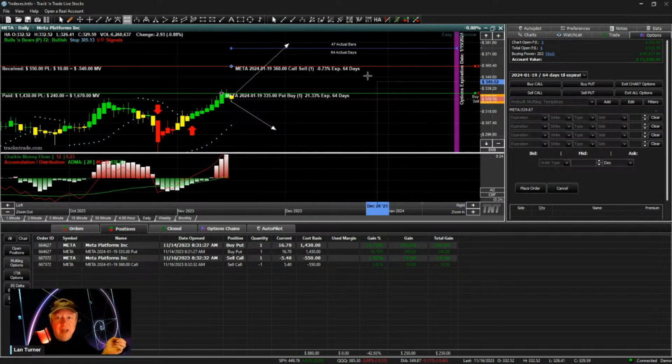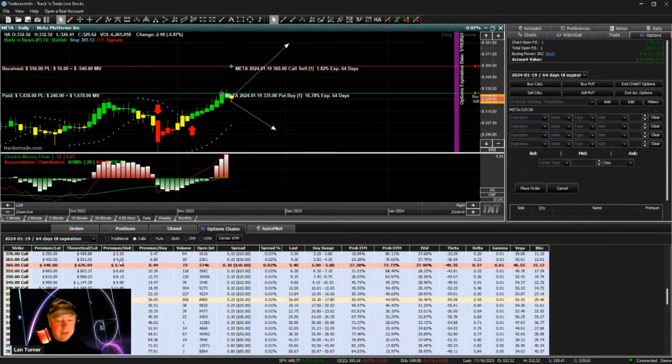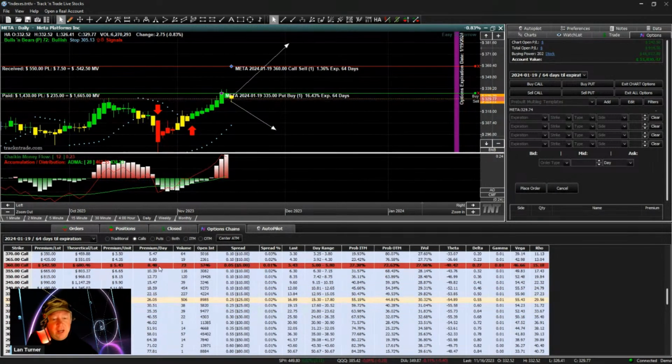We got 64 days until expiration. Every day they're going to give you a little bit of money. Well, how much are they going to give me every day? If you come down here and look in the options chain, we got a column that tells you. You're going to make about, in this case, $8.48 a day. Every day that this market stays below that red line, they're going to give you roughly $8.48.